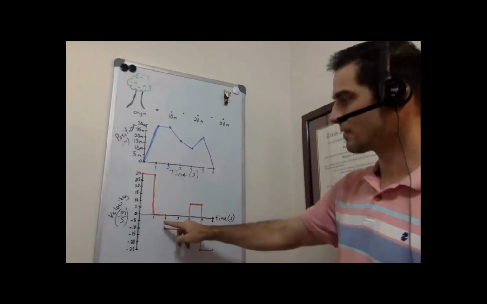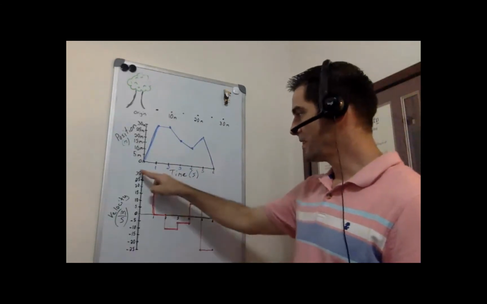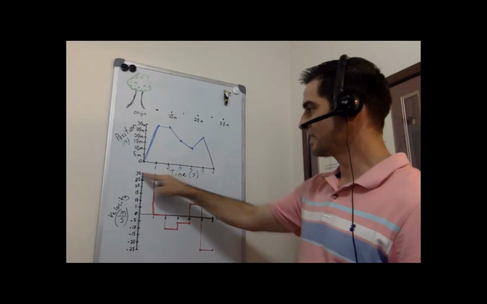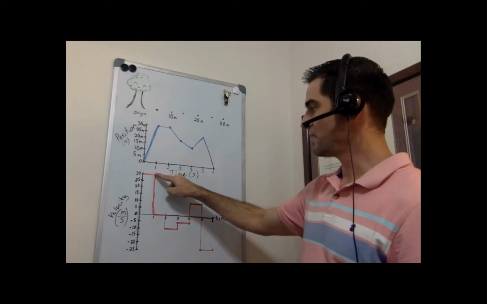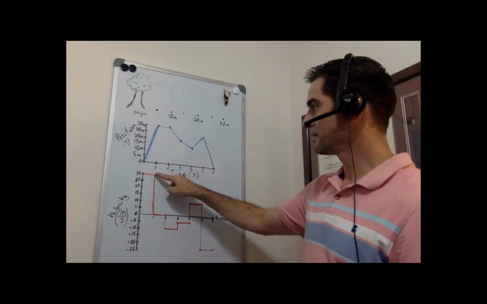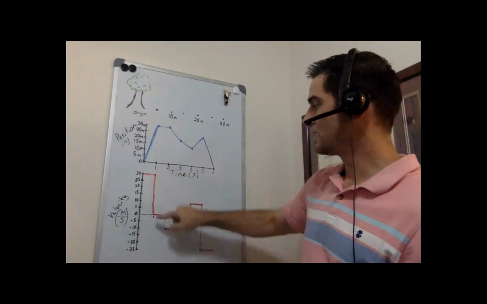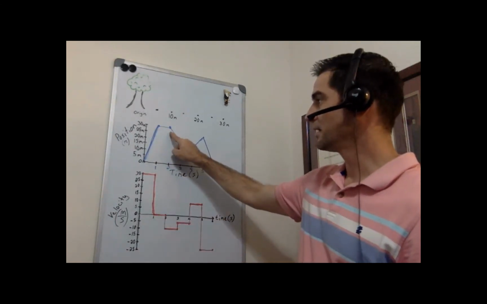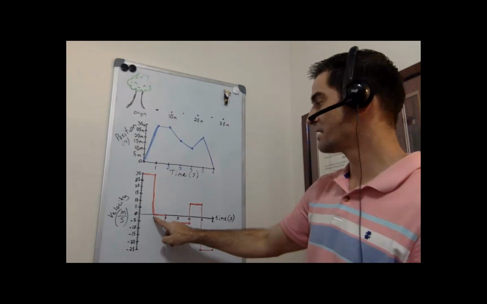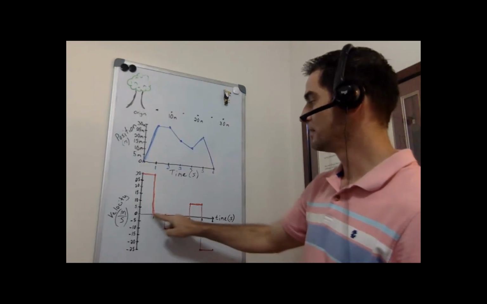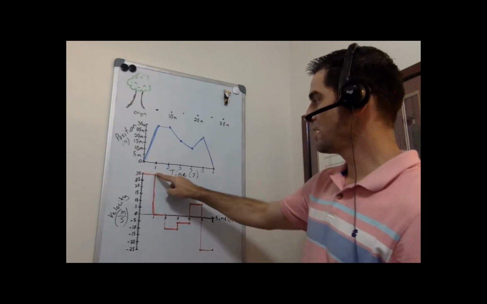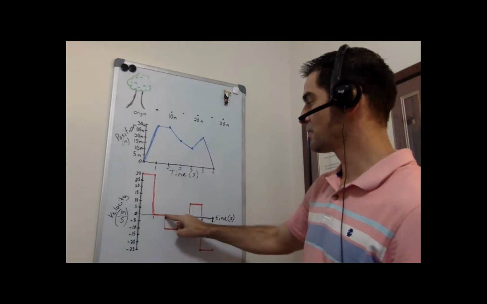So let's look at our velocity time graph. At 1 second, he was at 30 meters. Then from 1 to 2, he didn't go anywhere, so his velocity was 0. So we went from 30 meters per second to 0 meters per second.